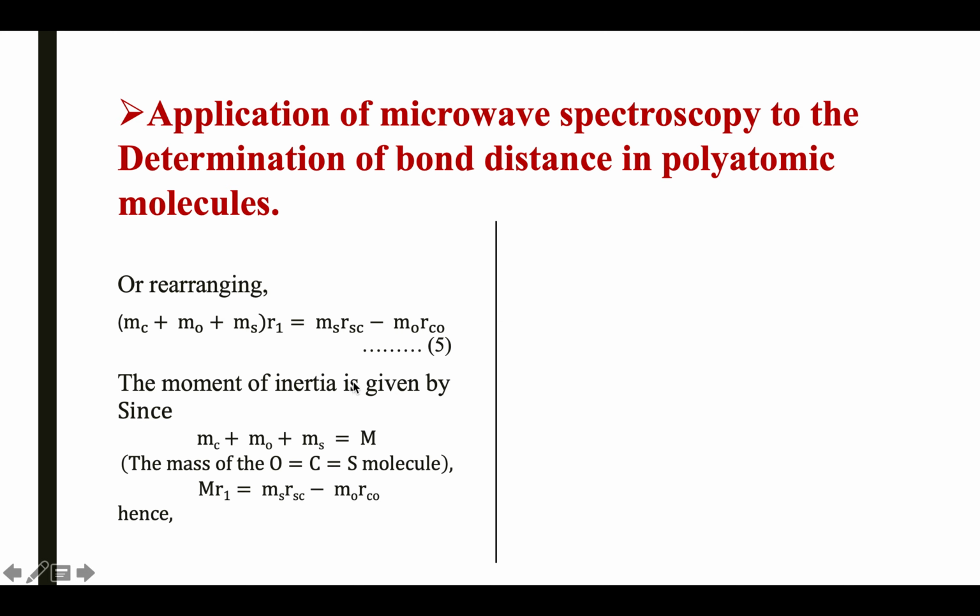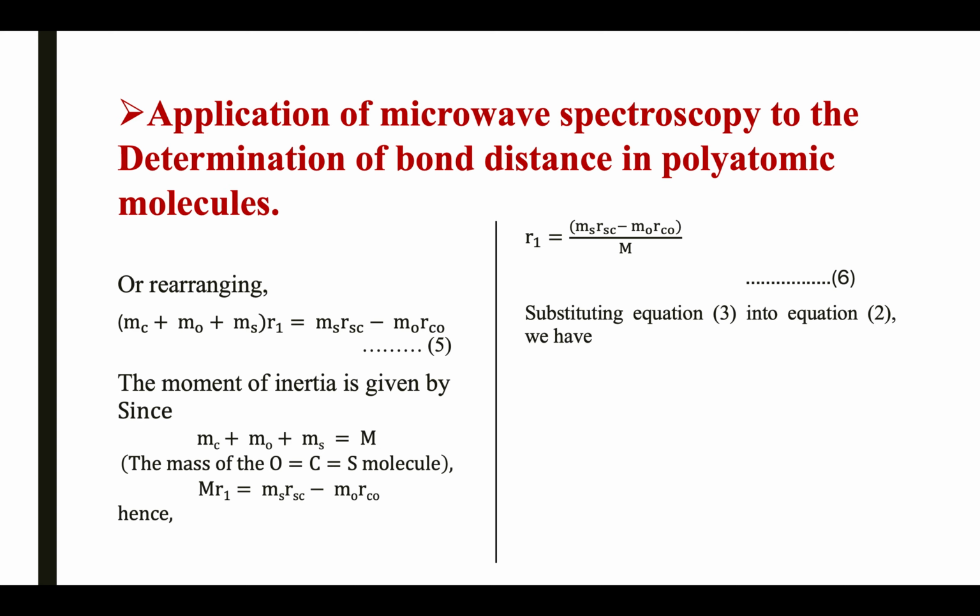So the moment of inertia is given by, so the whole of these three masses we are considering as a molecular weight, that is M, capital M, that is MC, MO and MS. So all atom masses will be considered as the molecule mass. So if you put that capital M over here for simplicity, from that you will get this equation. So that is equation number 6. So R1 equal to MS into RSC minus MO, mass of oxygen, into RCO divided by M, that is capital M. So this from equation 3 into equation 2.